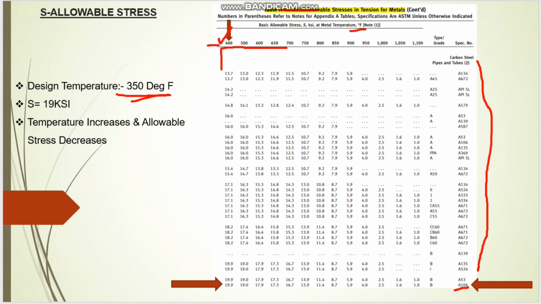The arrangement is like we can take 19.9 till 400 degrees Fahrenheit. If it is 500 degrees Fahrenheit, then we can take the next value. You can see here, as the temperature increases from 400 continuously, the allowable stress values are decreasing. That is the concept here. So in our case, we are going to consider 19.9. The unit is KSI for the allowable stress.